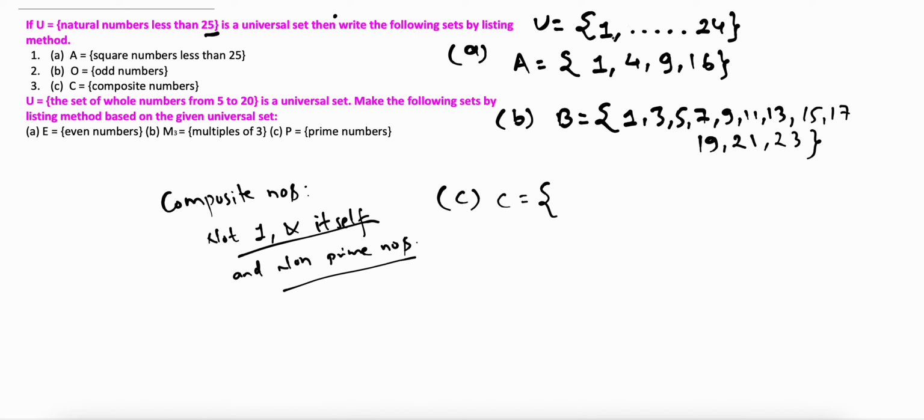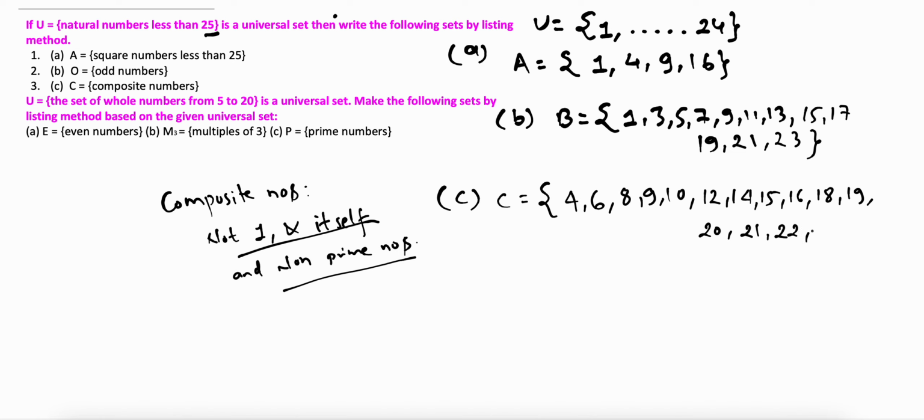So we could not write 1, 2, 3, as then 4, 5 is also a prime number, 6, and 7 is a prime number, then 8, 9 we can also write, 10, 11 is a prime number, so 12, 13 is a prime number, 14, 15, 16, 17 is prime, 18, 19, and then 20 we can also write, 21 also, 22, and 23 is a prime number, and 24. This is the answer for C.